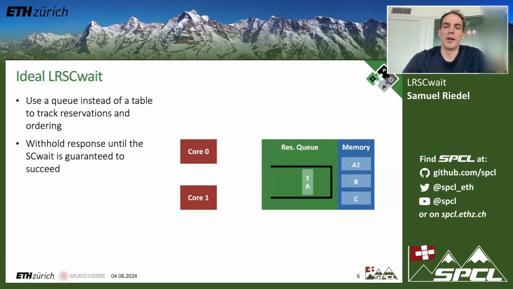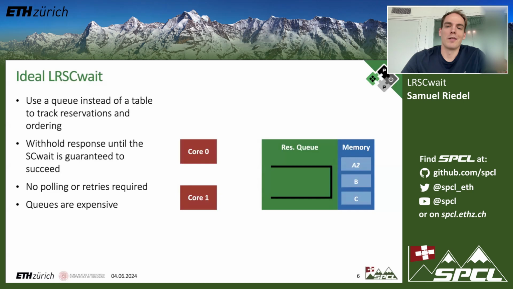We can update the memory. The store conditional will succeed because no one else interfered. And then we issue the response to the load reserved wait to core 1. And then it can also issue its store conditional and succeed at the first try. So this requires no polling, no retries.